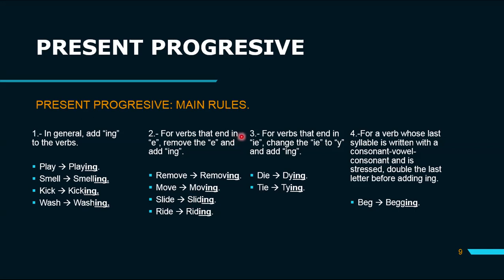Three, for verbs that end in ie, change the ie to y and add ing. Die changes to dying, and tie changes to tying. For a verb whose last syllable is written with a consonant, vowel, consonant, and is stressed, double the last letter before adding ing. In this example, we have this verb beg changes to begging. We double the last letter, in this case g, we double the g, begging.